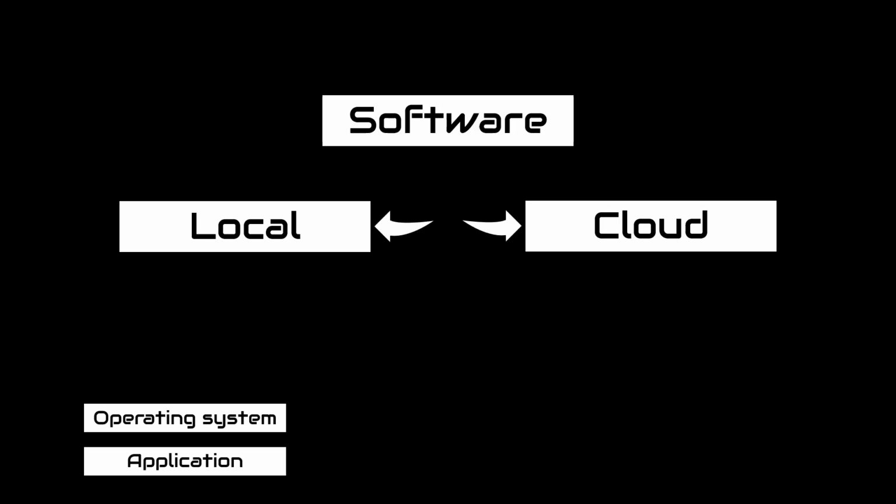Cloud installations are applications that are installed on someone else's server and accessed through the internet. Microsoft Office 365 is a perfect example of this. You can create documents or spreadsheets online through a web browser without installing the actual programs on your computer.